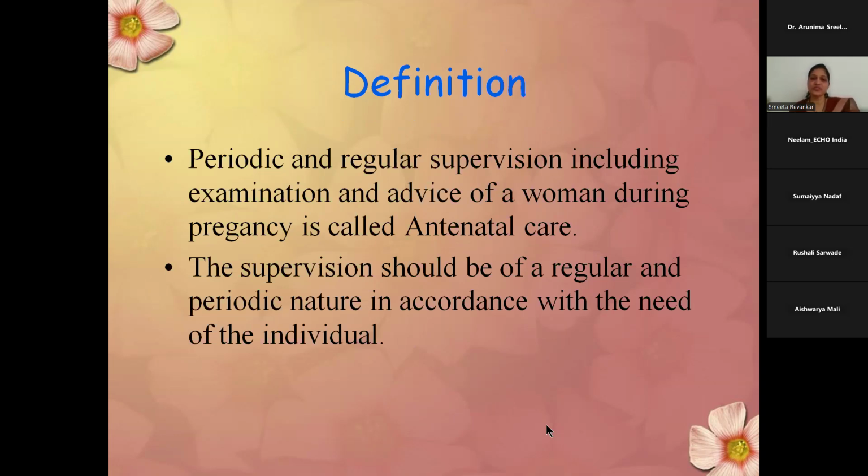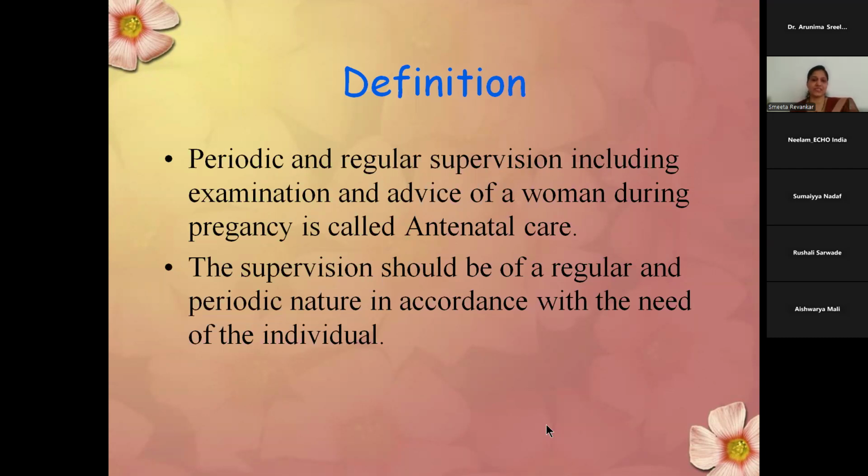Also, the supervision should be of a regular and periodic nature in accordance with the need of the individual. So if it's a high risk case, obviously she cannot go only once in 2 months or just 4 visits in the whole antenatal period. She may require to go every month for the periodic supervision or for the assessment.